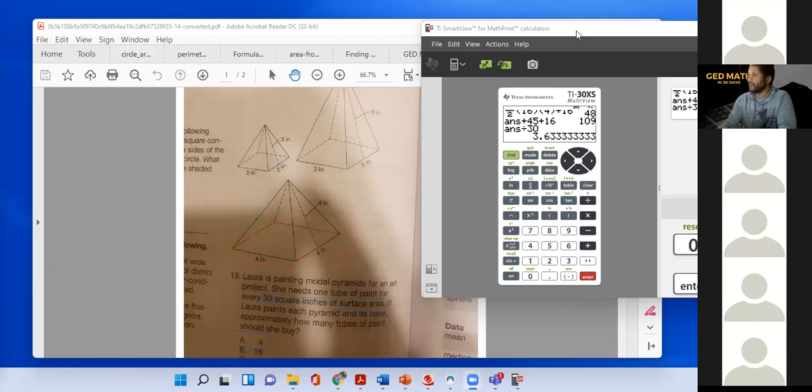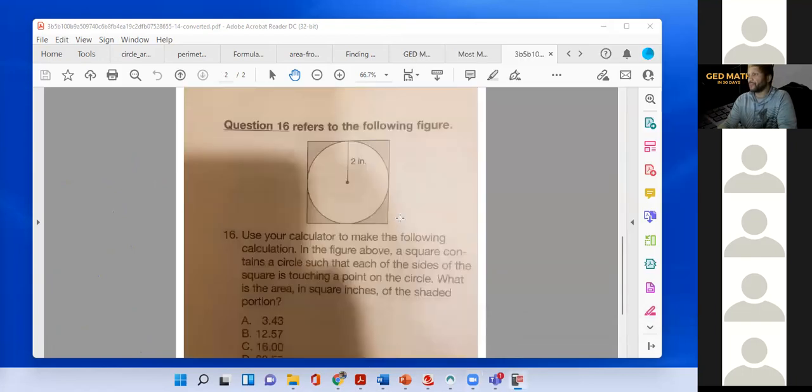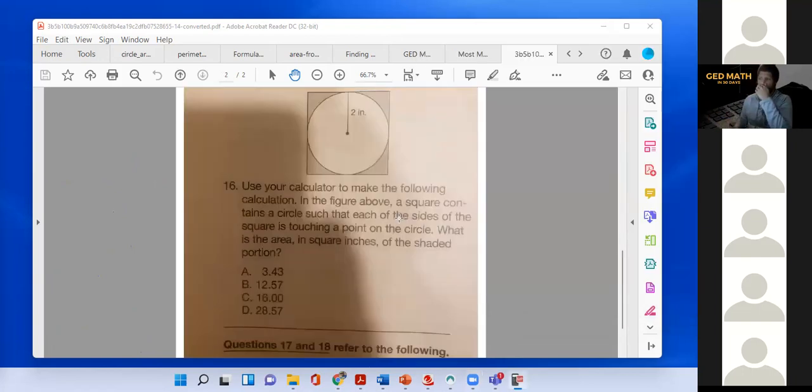Now, the second one a person sent me was this. And so I want to ask the class. Now, you probably won't see something like this on the GED. This is in your Kaplan book. If you're taking the TASC or the HiSET, you may see something like this. But if you're taking the GED, you probably won't see something like this. But that doesn't mean we shouldn't be able to solve it.